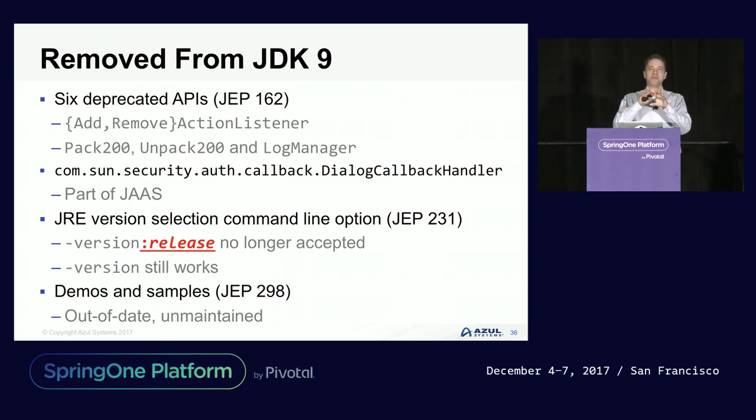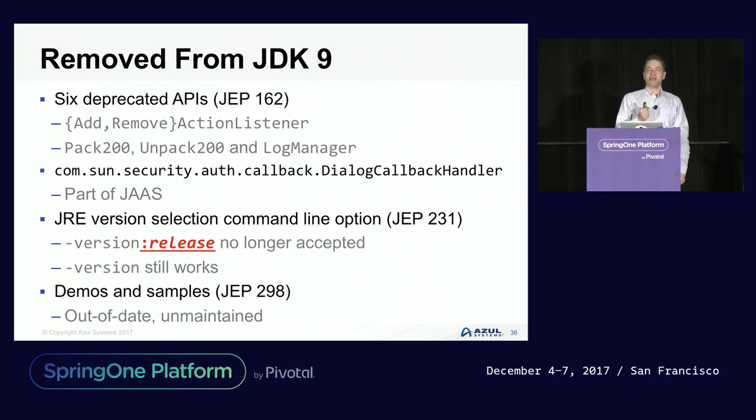And the answer is that when they had to divide up all the class libraries into these 97 or whatever it was, different modules, there were some links between things that caused a lot of problems. And these 6 methods were the ones that they said, okay, if we remove those 6 methods, it makes our life a lot simpler in terms of separating out the modules. There's also a class that has been removed, so the dialog callback handler as part of the Java authentication and authorization service.